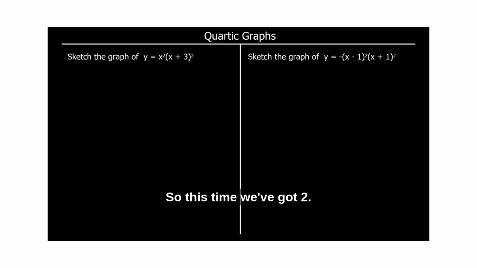And another one. So this time we've got 2 repeated roots. So let's have, same again, crosses y when x is 0, crosses x when y is 0. So when y equals 0, what does x have to be? So x is 0, or x is -3.